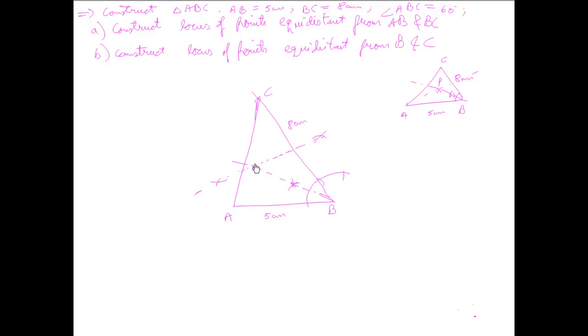This point, children, comes out to be P, because it's equidistant from B and C and also equidistant from BC and AB. This is what they want.